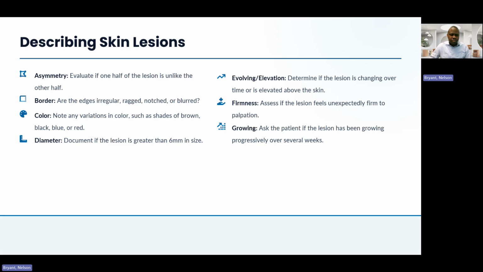It's very important to be able to describe the skin lesions based on the ABCDE mnemonic. For example, when you're documenting a lesion, you must assess asymmetry, border regularity, color variation, and diameter. Is it evolving? Is it elevated to palpation? All of those descriptions are very important and they should appear in your documentation.